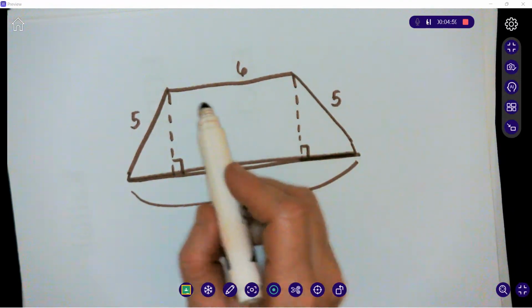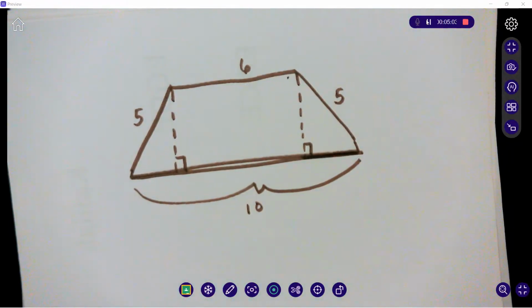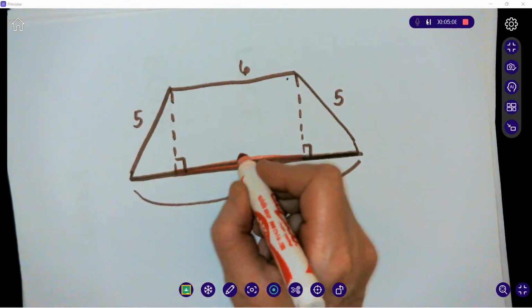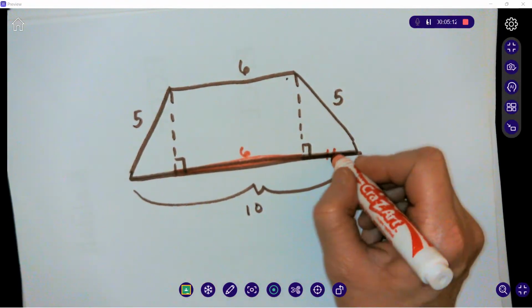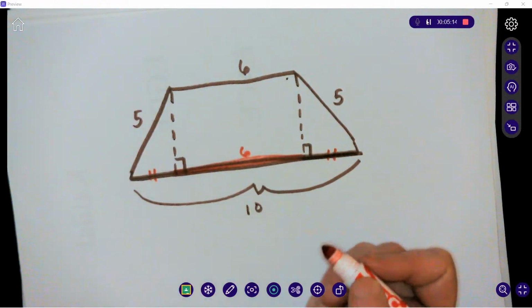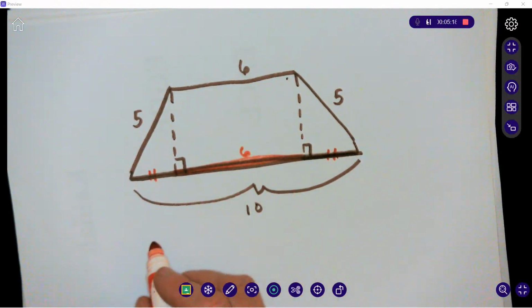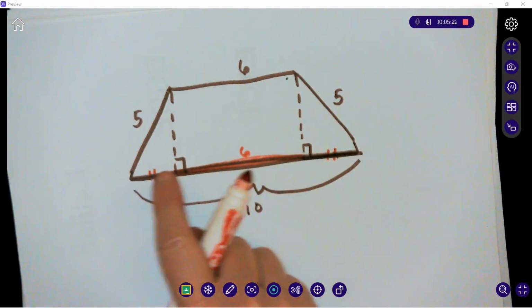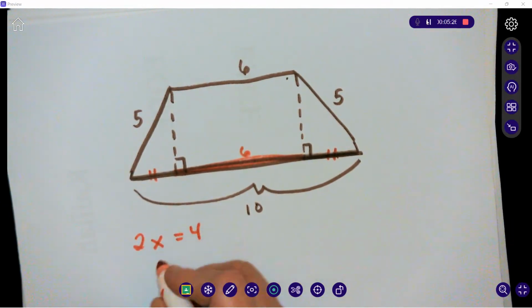We know that if this is 6, then, let's use my red marker to make this look a little bit clearer, then this part has to be 6 as well. But we have these two pieces that are congruent on the sides here. Those two pieces together have to equal 4, right? Because it's 10 minus 6. And those two pieces together, we'll call them x, have to equal 4. So x has to equal 2.